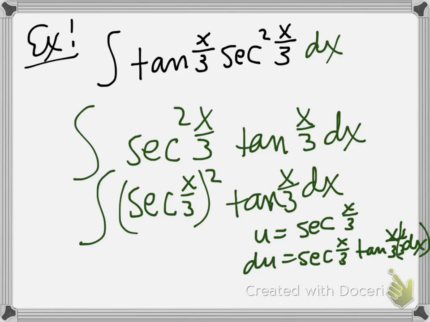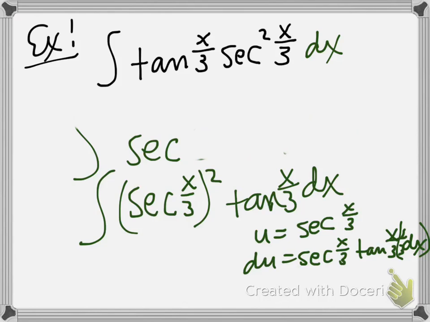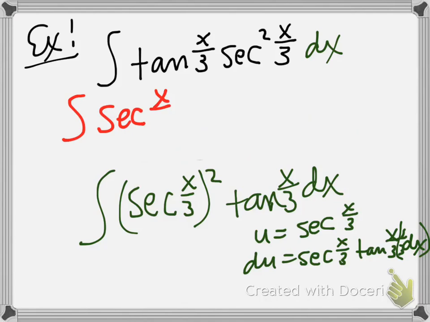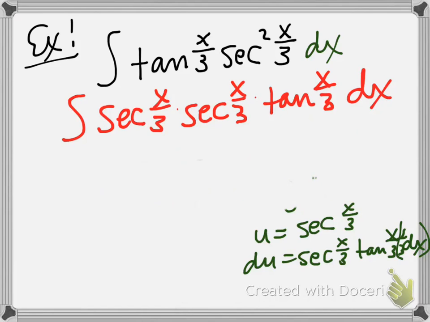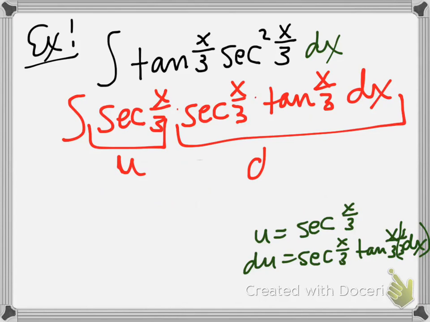So if you look at how this problem is set up, what if we were to rewrite it in my open space up here? Let's rewrite this all together. Let's write it as secant x over 3 times secant x over 3, because that's what secant squared would be, times tangent x over 3 dx. Now, when you look at my u that I've put down here, you can see that this could be my u, and this part would all be my du.